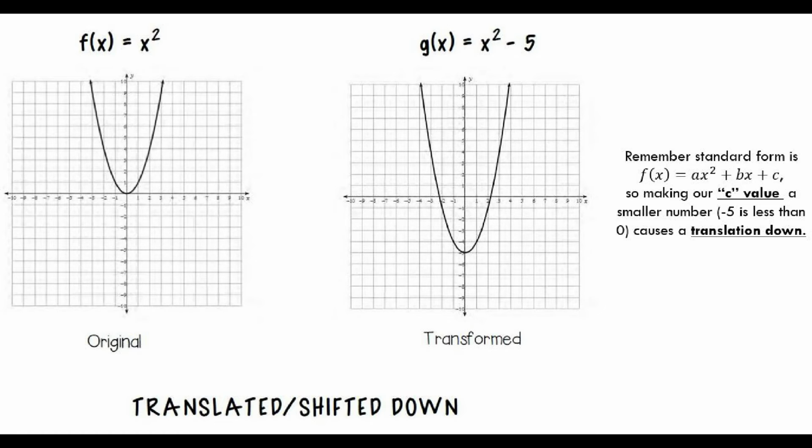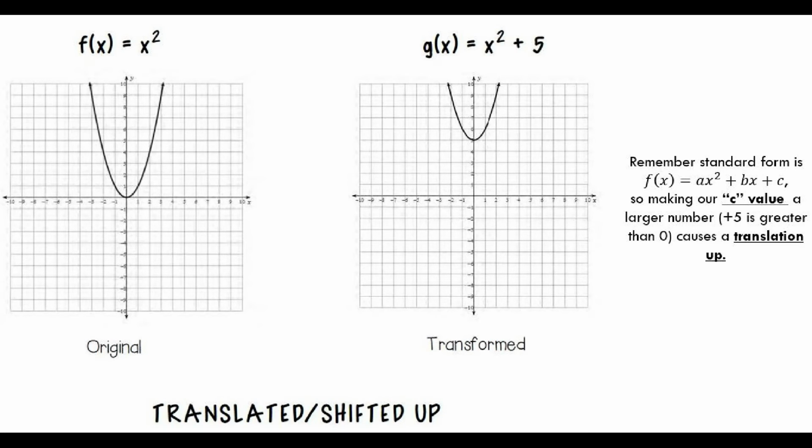And then the last thing we're going to talk about is translating up. Just like with translating down, we're changing the c value. This time though, we're making our c value larger. So if I wanted to translate my function up 5 units from 0, I would do +5, and that would cause it to go up 5.